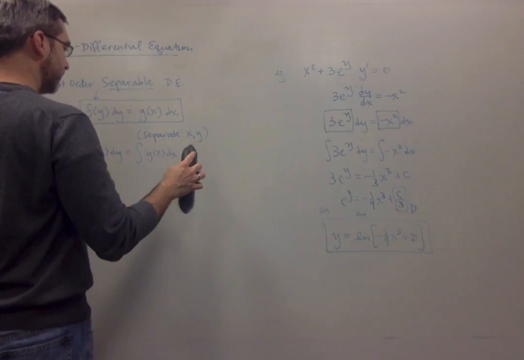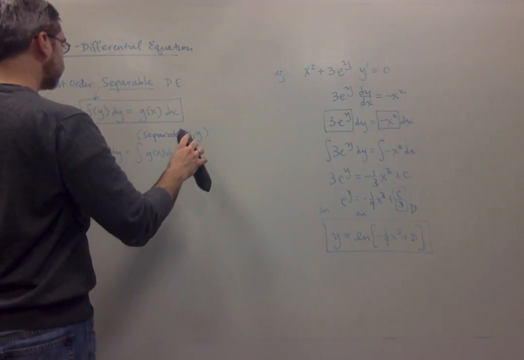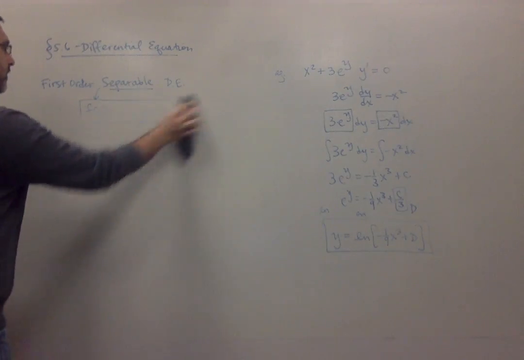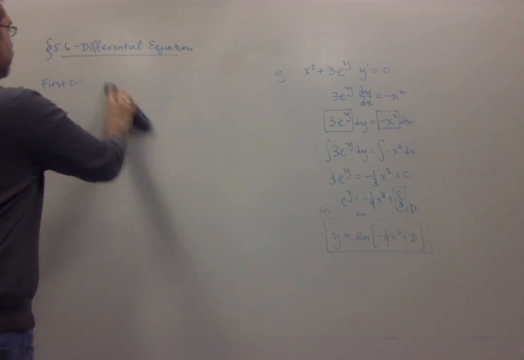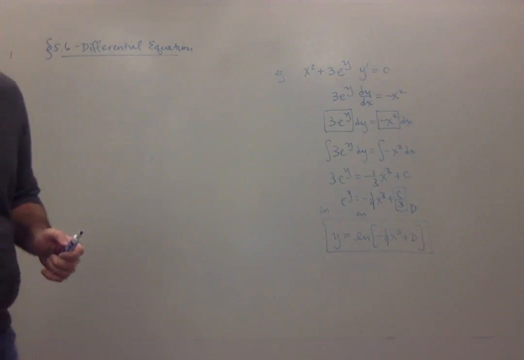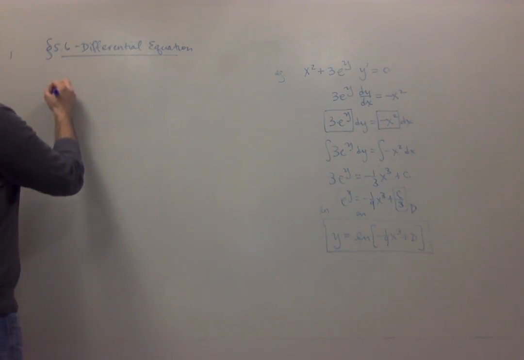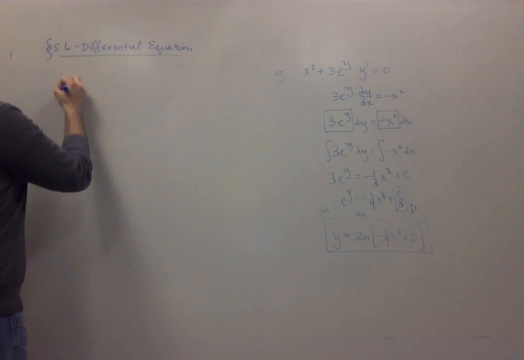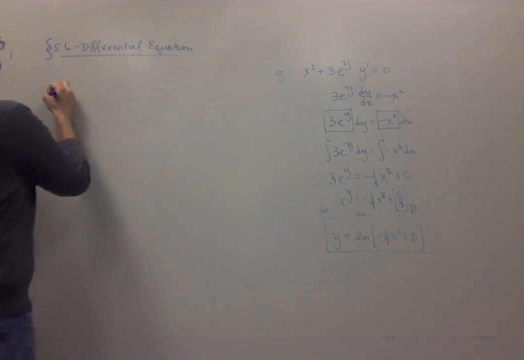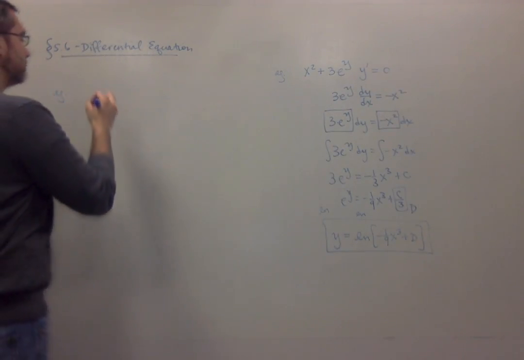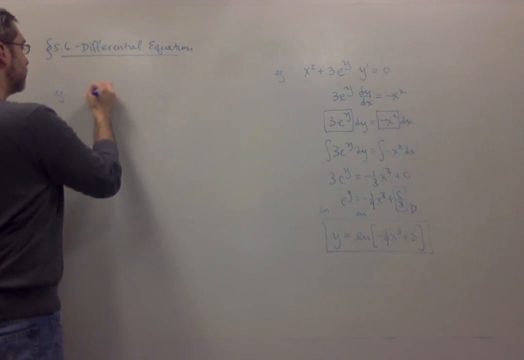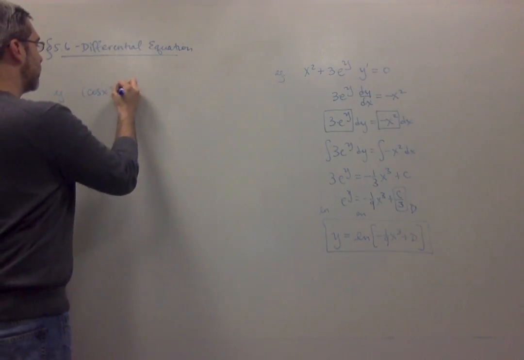All right. Let's try a couple of other examples. This is all we're going to do for the rest of our time here. So let's try another example here. So for example, let's do cosine of x times y prime equals sine of x.